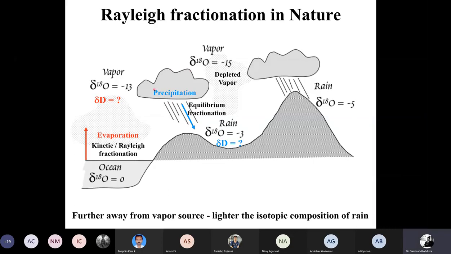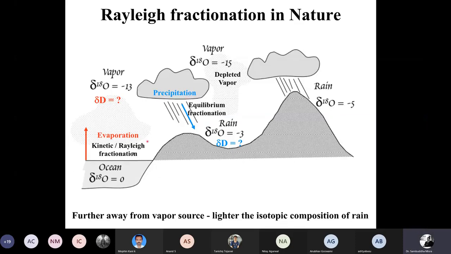Now, in any physical or chemical process, we are not creating isotopes. The number of isotopes is constant to start with and should be constant in the end. All we are doing is partitioning them between different reservoirs. So if the rainfall preferentially takes out the heavier isotope, the remaining cloud will be further depleted in the heavier isotope and will become isotopically lighter.